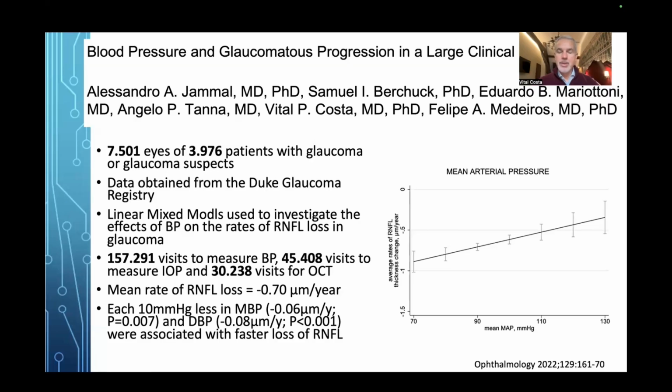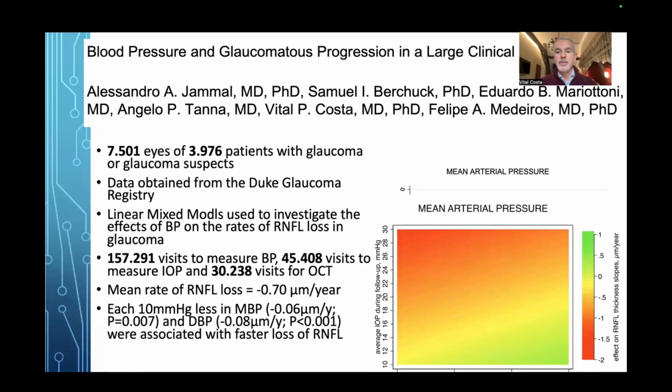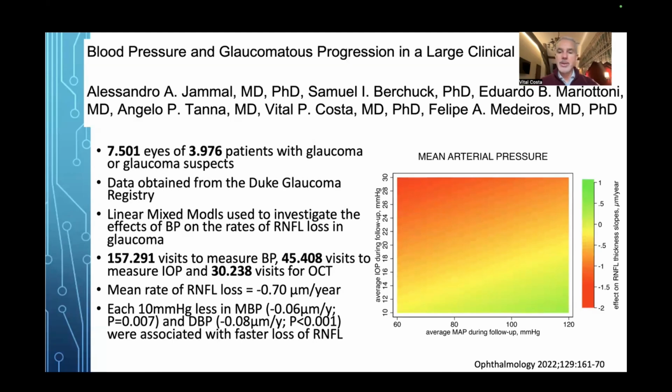We found out that the mean rate of retinal nerve fiber layer loss was minus 0.7 micrometers per year. And we also saw that each 10 millimeters of mercury less in mean blood pressure and diastolic blood pressure were associated with faster loss of the retinal nerve fiber layer. Now, this graphic shows this very nicely.